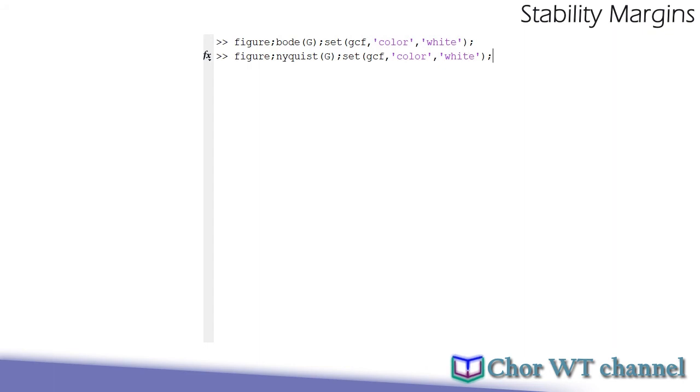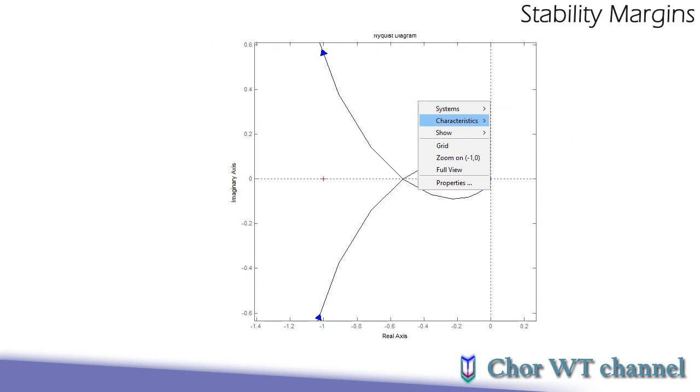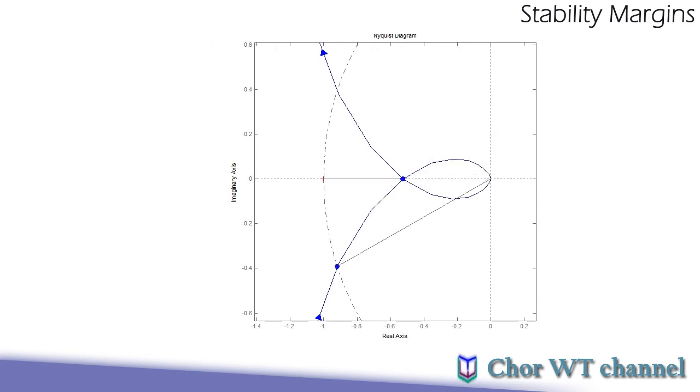Next, we use the nyquist command to obtain the Nyquist plot. Similarly, we can right-click, Characteristics, Stability Margins, to determine the gain margin and phase margin. We look at this point. This will be our gain margin, and this dot will show us the phase margin. The phase margin and the gain margin over here basically agree with the ones that we obtained from the Bode plot. So how do we actually obtain these two?